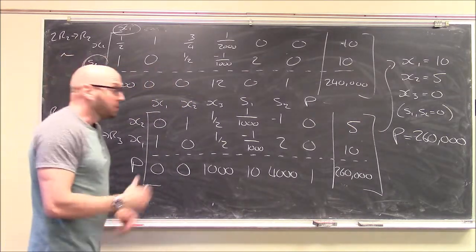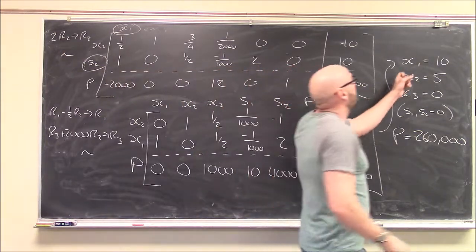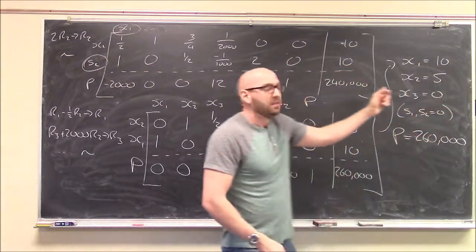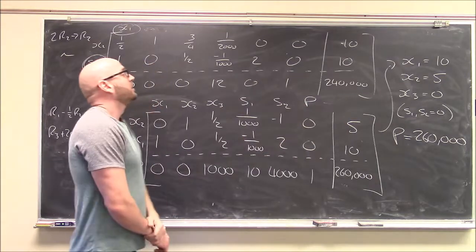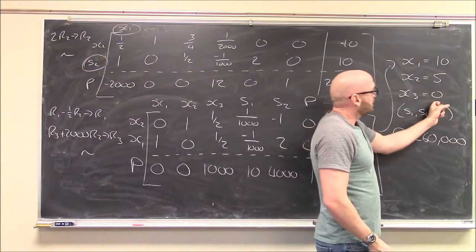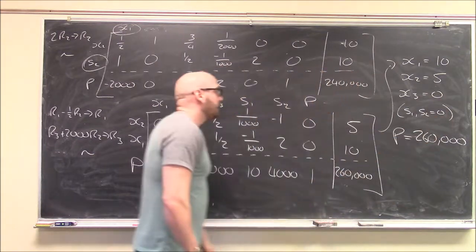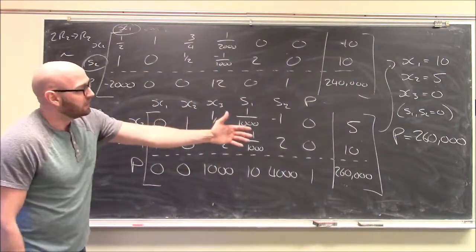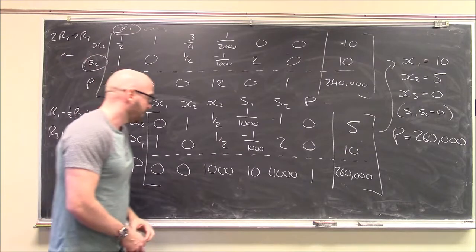And there's the answer. So remember what these corresponded to. x1 was the number of daytime hours, or number of daytime ads. So we want 10 daytime ads, 5 primetime ads, 0 late night ads. And if we do that, we will reach a total of 260,000 people.